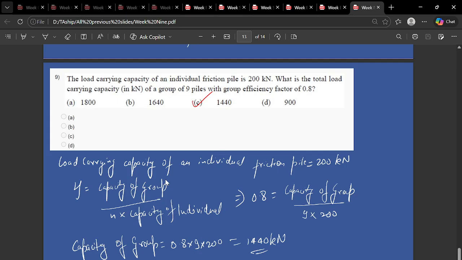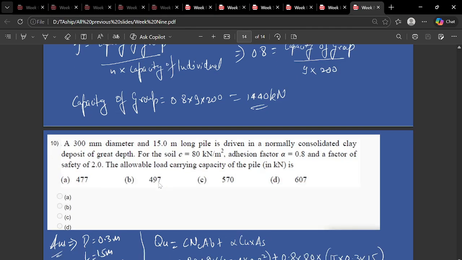So the load carrying capacity of an individual friction pile you know is 200 kilonewton. So what is the total load carrying capacity when a group of 9 piles is taken into account with the efficiency factor of 0.8? So you know the capacity of a single pile, you know the efficiency factor, so that's how you can calculate the capacity of the group.